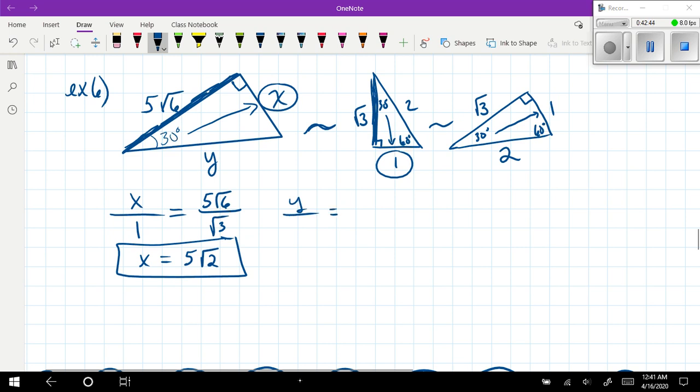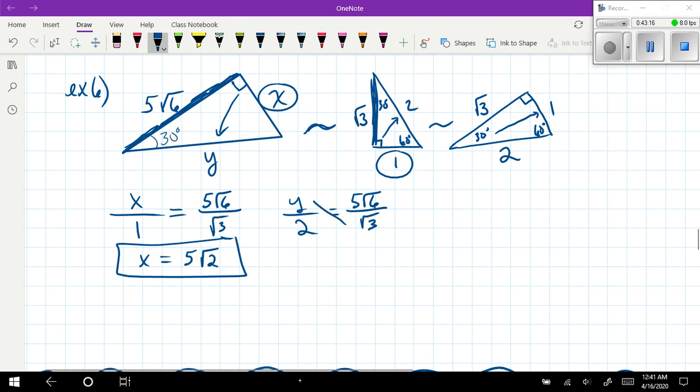Let's go for y. So I'm starting off y over. Now y is the hypotenuse. So I can tell it's the hypotenuse because if I draw an arrow from that 90 degree to the opposite side, there's my hypotenuse. So I can do the same thing over here. The hypotenuse is, without a doubt, that 2 right there. So y over 2 is equal to the same pair that I had already given to me as numbers, 5 root 6 divided by root 3.